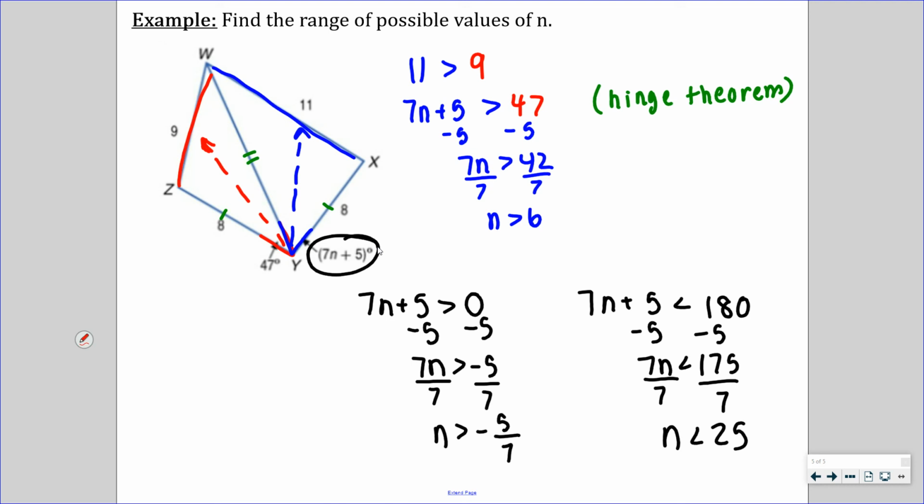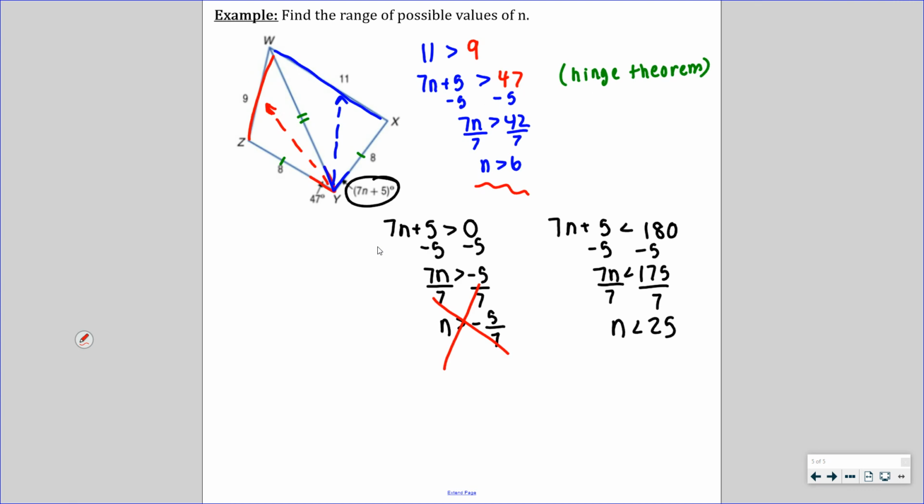Alright, so the Hinge theorem tells me n has to be greater than 6. My common sense theorem tells me n has to be greater than -5/7 and less than 25. Which of these three can I ignore because it's kind of already reiterated? Yes, this one right here. Because if it has to be greater than 6, it's going to be greater than -5/7. So to write my final answer in my sandwich inequality, my compound inequality, I know n has to be in between 6 and 25.